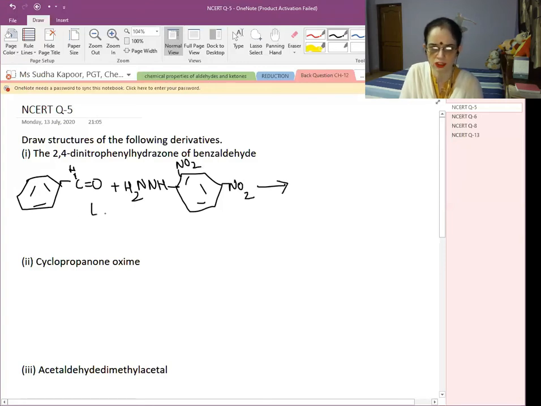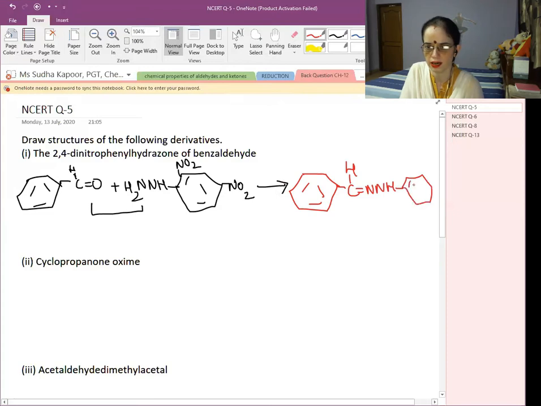So making the elimination of the water, that is nucleophilic addition followed with elimination, what we will be getting is the product that has been asked in the question. Double bond N, NH, a benzene ring, and NO2 at 2 and 4 position.